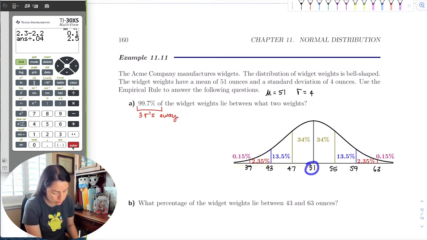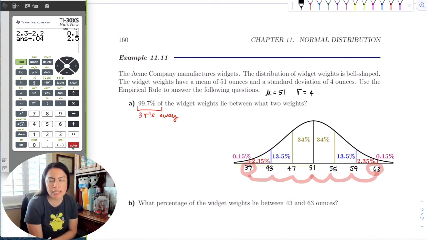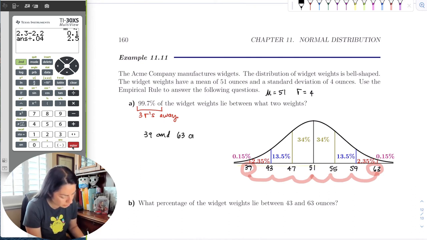Here is the mean, 1, 2, 3, 1, 2, 3. Between which two weights does 99.7% of the widget weights lie? Well, 39 and 63 ounces.